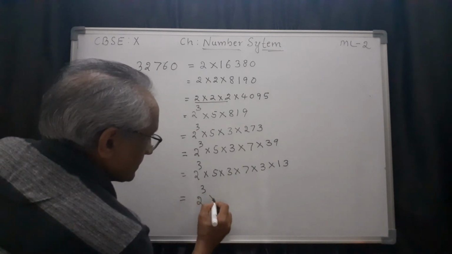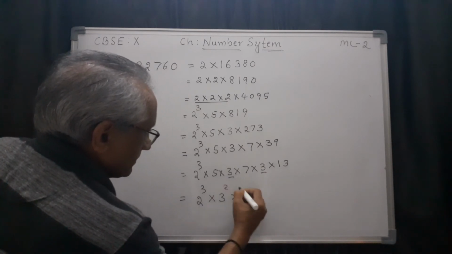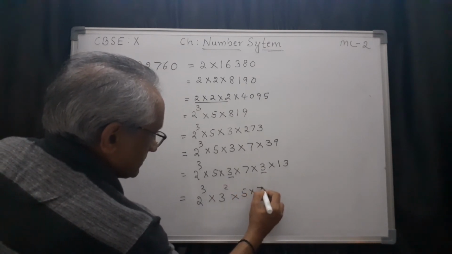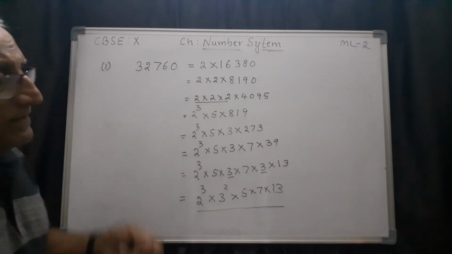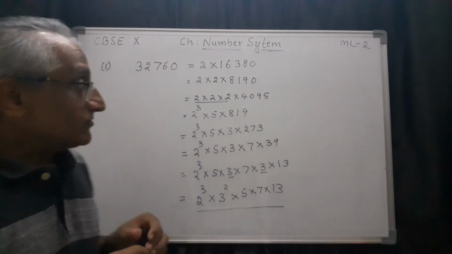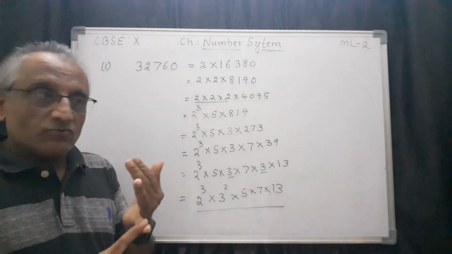2 cube, then 3 we shall write. This is 3 square, then 5, then 7, then 13. So this is the prime factorization. Any big number given we can do. What you have to do is, you should understand the divisibility rules. For example, there is a divisibility rule for 2.